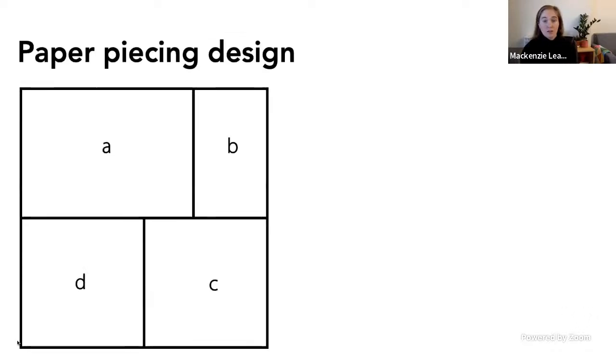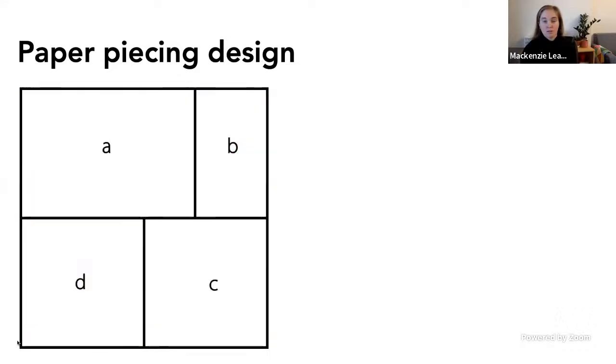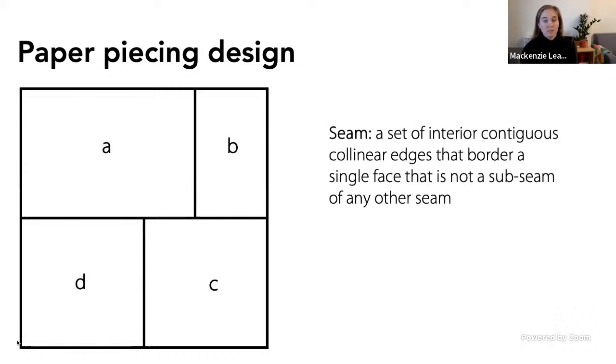So first, we define a paper piecing design as a planar mesh with faces corresponding to fabrics. And then we need a way to describe the sequence of one or more interior edges that border a single face to accurately reflect the sewing process, which involves attaching one face at a time. So we define a seam as the set of all of the interior contiguous collinear edges that border a single face that is not a subseam of any other seam. So for example, here are the seams for this design.